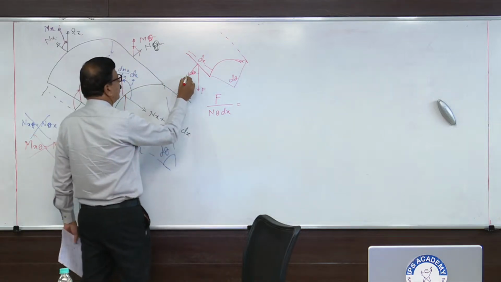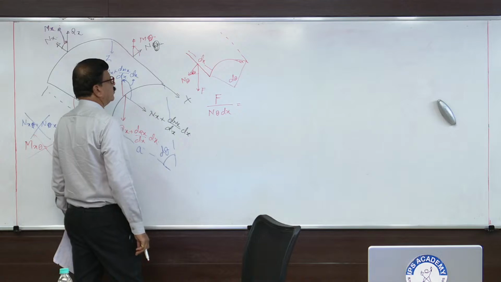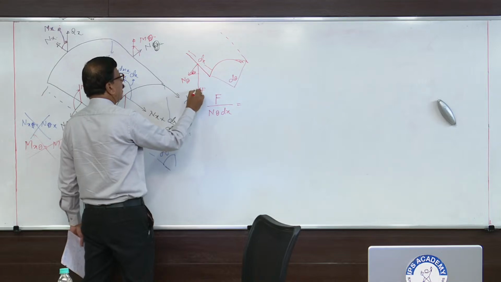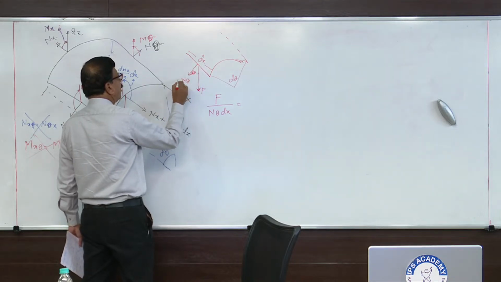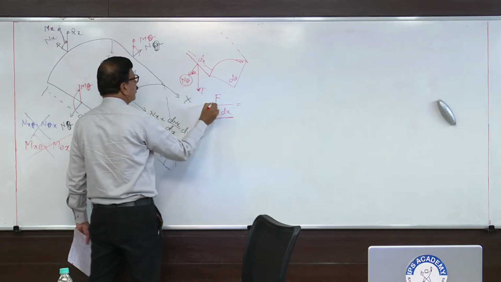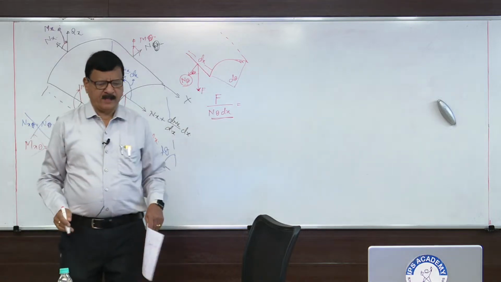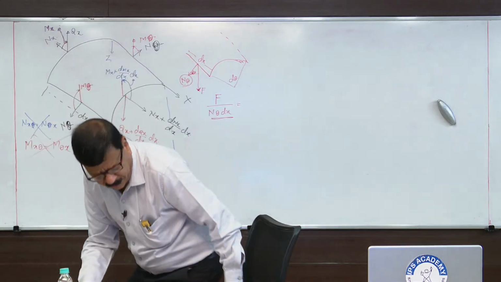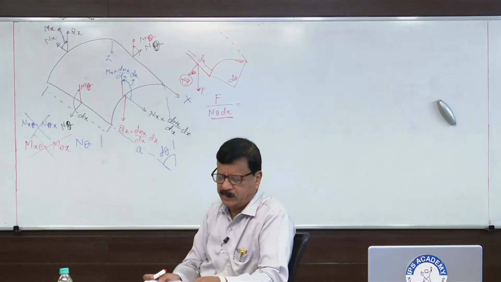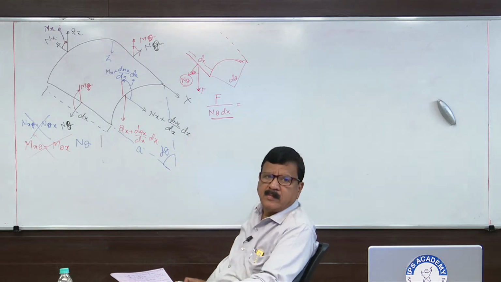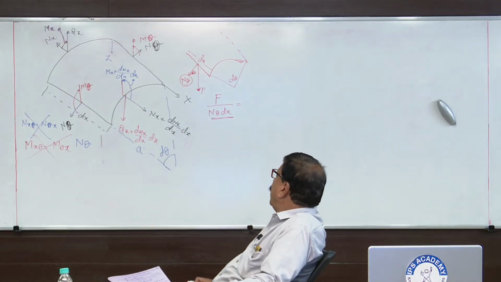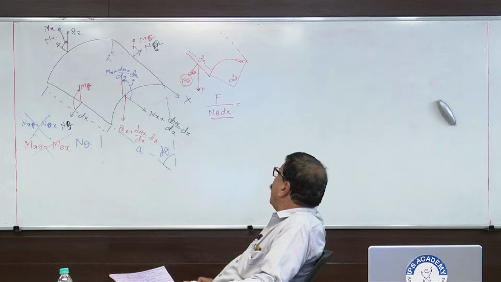In this triangle, F, resolve this force, and this N theta is per unit length. So, total is N theta into dx. So, F upon N theta dx, क्या होगा? In this triangle, F upon N theta dx.